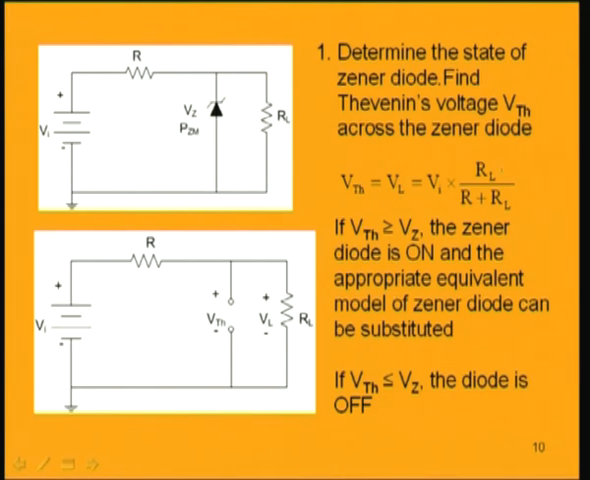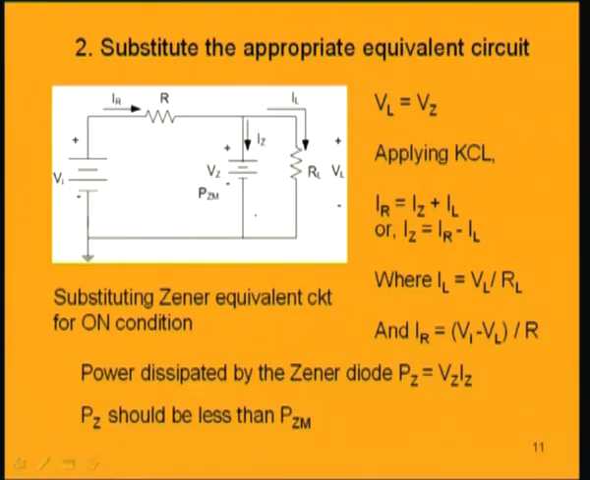So, now if this condition is met, that is V Thevenin is greater than or equal to V Z, then we will be replacing this circuit by its equivalent circuit, which is nothing but a drop V Z. This source or battery is expressing that a constant voltage drop V Z is occurring across this Zener diode after breakdown. So, substituting this equivalent model, now we get this circuit, it is an electrical circuit. Now, we can find out the different currents and voltages in the different components of the circuit.